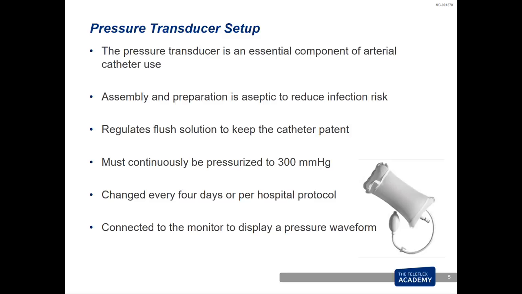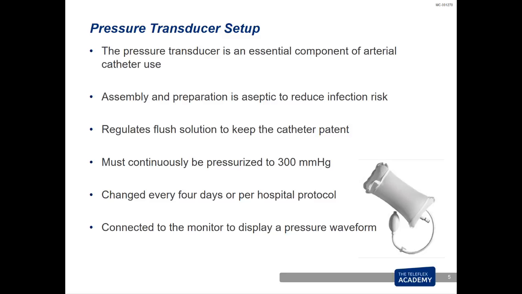This regulates the flush solution to keep the catheter patent. And what I mean by that is there's 2 cc's of flush administered through the tubing of the transducer through the arterial catheter each hour that the catheter is dwelling. This must continuously be pressurized at 300 millimeters of mercury to offset the patient's blood pressure and ensure that there's patency of the arterial catheter.